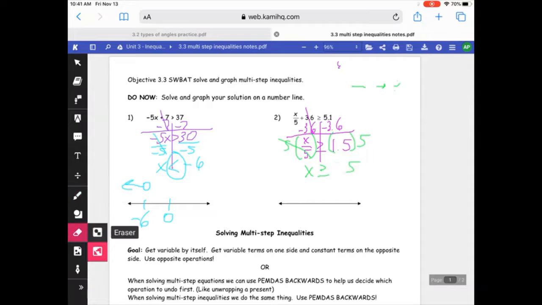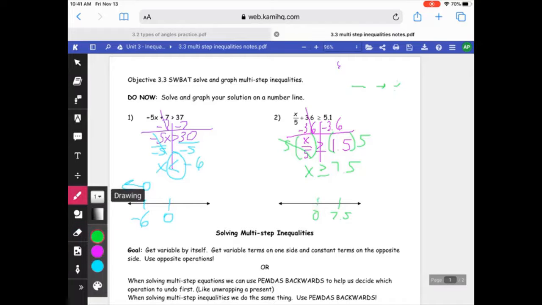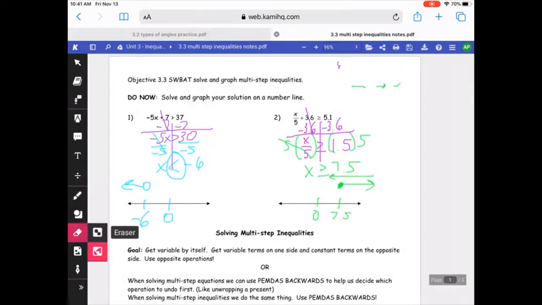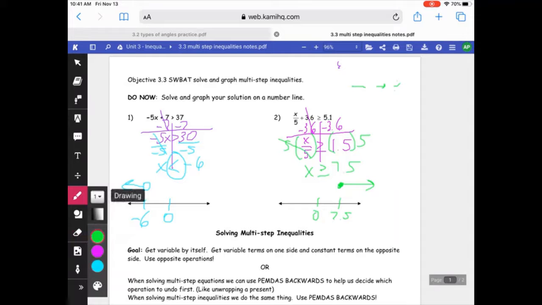Now we're going to plot our 0 and our positive 7.5 to the right of 0 on the number line because it's a positive number. Now we're going to put a closed circle because we have this or equal to symbol, and we're going to shade to the right because anything that is greater than 7.5 is going to be to the right of 7.5 on the number line.